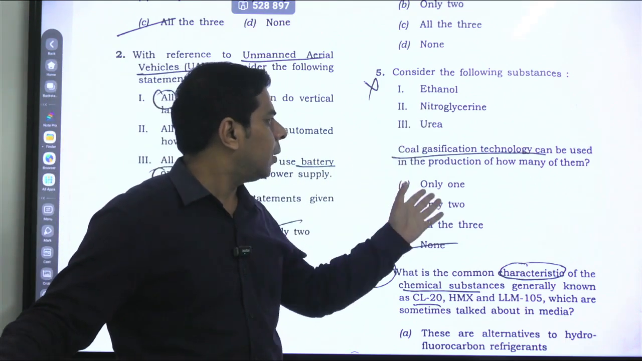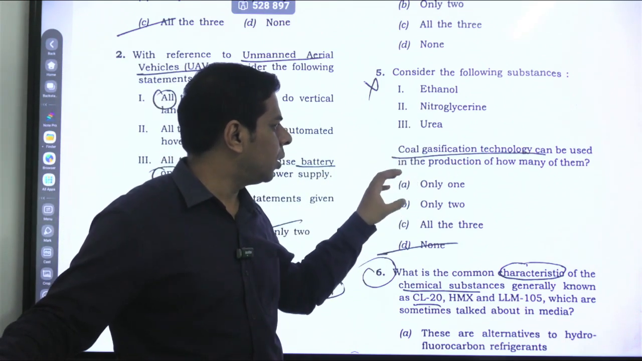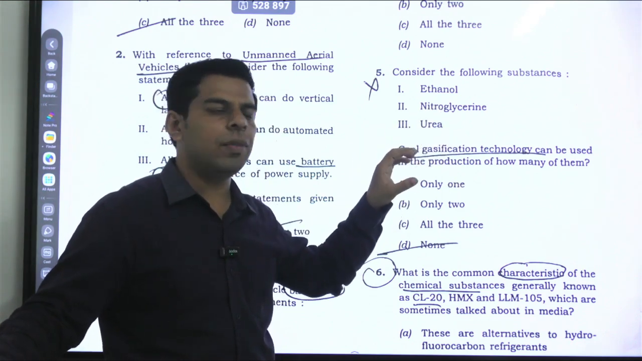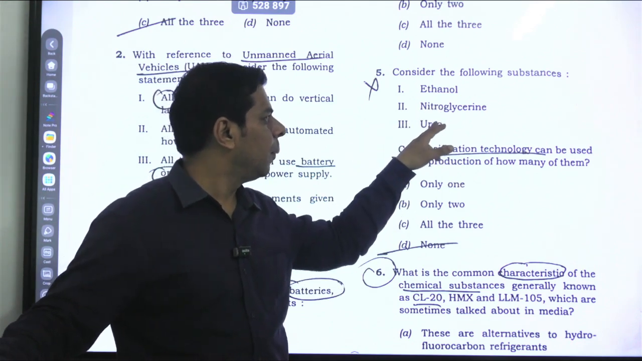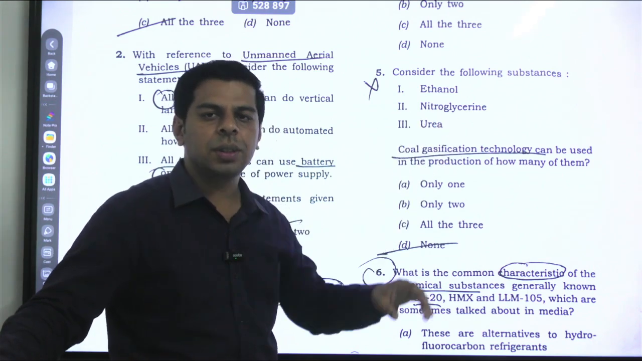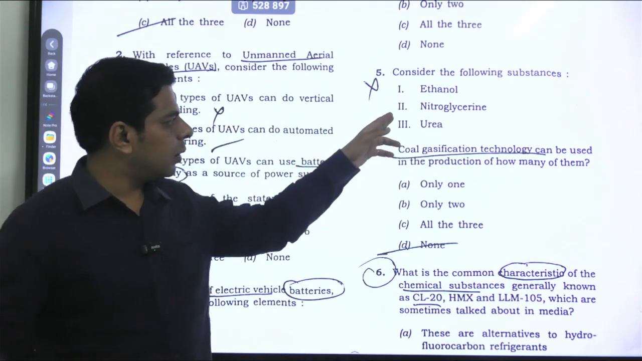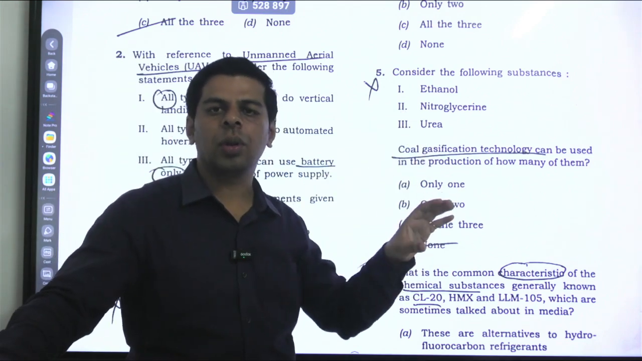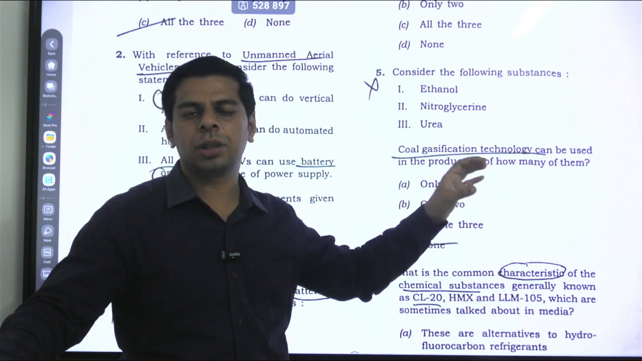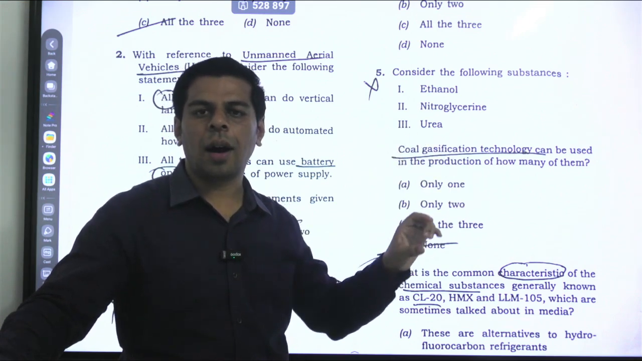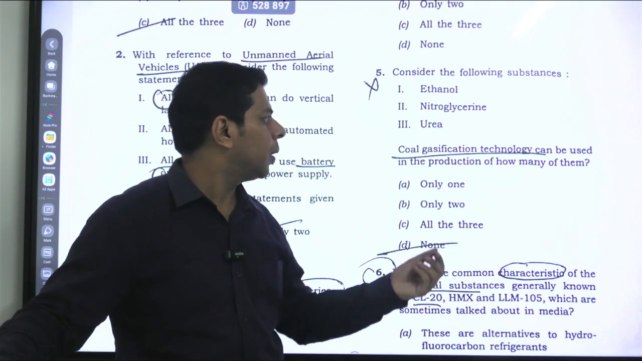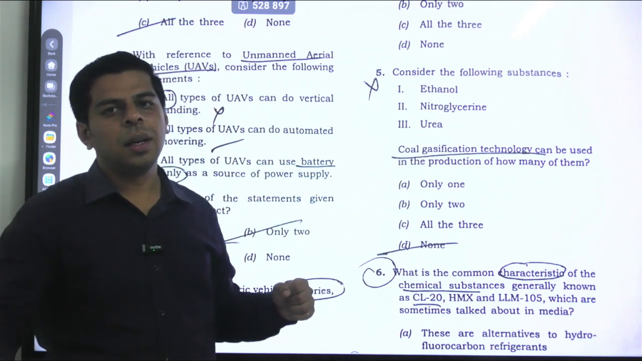So ethanol can be linked to coal gasification technology. Nitroglycerin is a misnomer here, so you have to be careful. Even though we didn't do this exact word in our static lecture, we have done trinitroglycerin, which is, you could say, dynamite. But here the nitroglycerin refers to the drug, because a random current affair had appeared about these vasodilator drugs, especially used to save heart patients, angina pectoris, persons who are doing some heart treatment. So, you have to eliminate the nitroglycerin part.